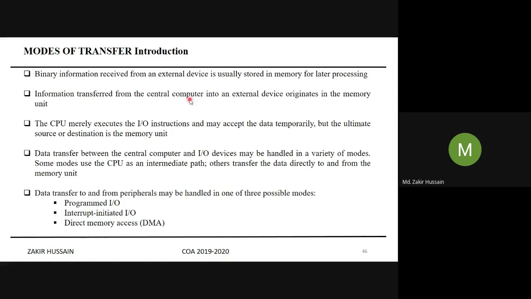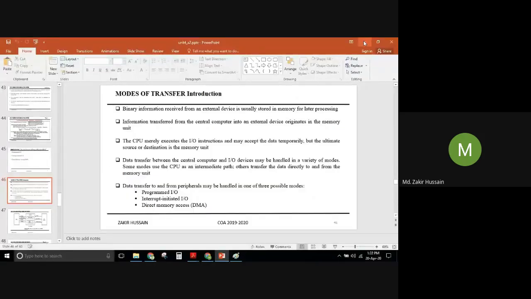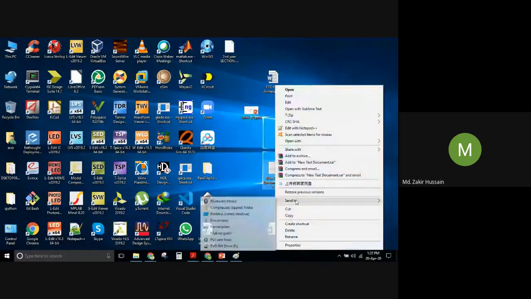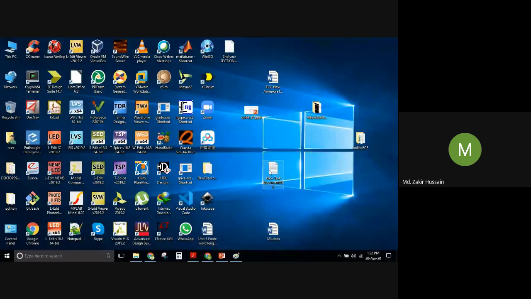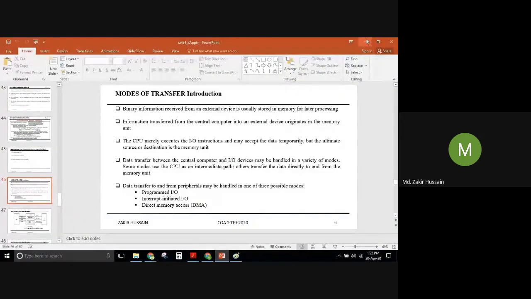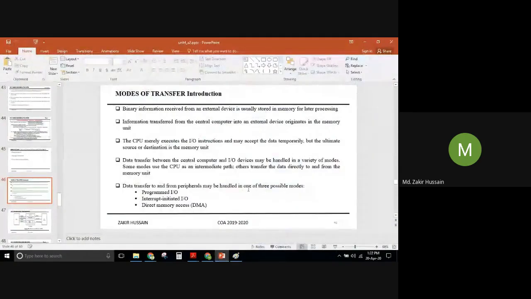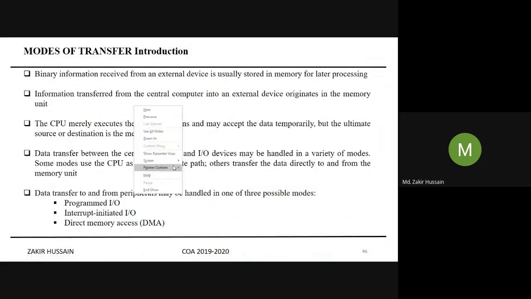This is again the same example. Central computer meaning your actual CPU. It can transfer the contents from the memory unit. Suppose I have some pen drive, and I just want to take these contents and send them to my external pen drive. So where are these contents? These contents are inside the memory. So again, information transferred from the central computer into an external device originates in the memory unit.